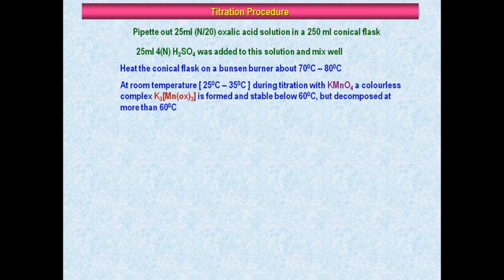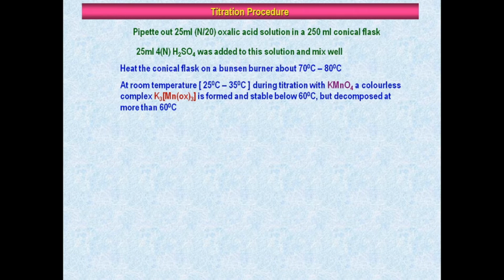Actually, at room temperature, that is 25 to 35 degrees centigrade, if we proceed with the titration with KMnO4 solution, KMnO4 forms a complex with oxalic acid like K3[Mn(C2O4)3], which is very stable under this situation, that is below 60 degrees centigrade. But our purpose is to follow the equation like MnO4- to Mn2+ to complete the titration.